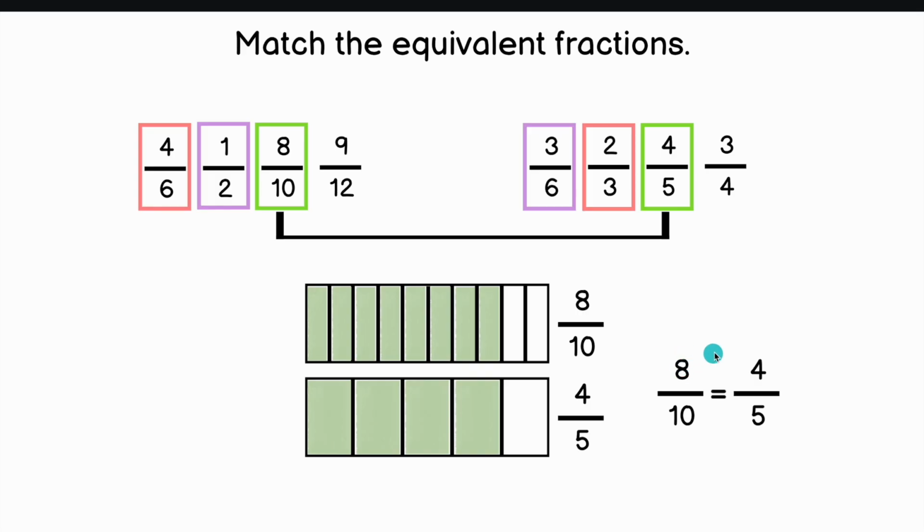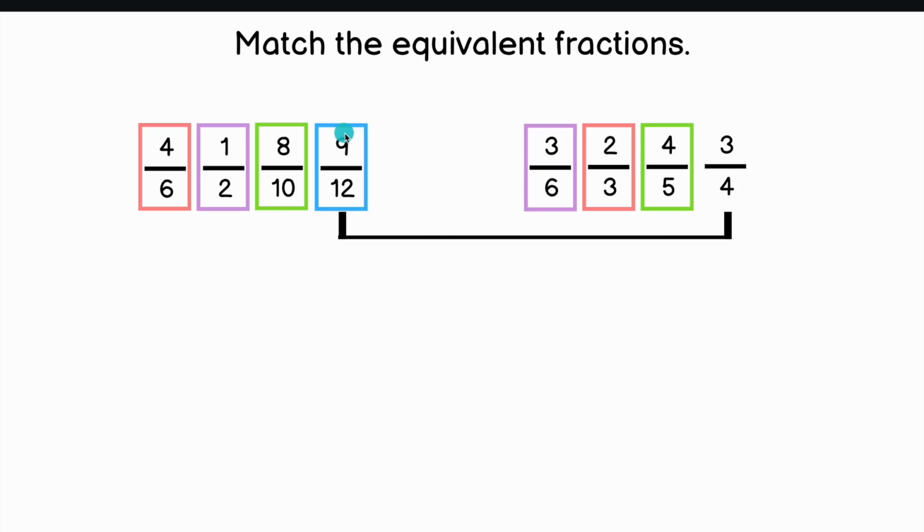We can't do 8 times a number equals 4, but we can do 8 divided by 2 equals 4. Let's check. Is 10 divided by 2 equal to 5? Yes. 8 divided by 2 equals 4, just like 10 divided by 2 equals 5. They are equivalent. 8/10 and 4/5 have the same value. They are equivalent fractions. Lastly, we have 9/12 and 3/4.